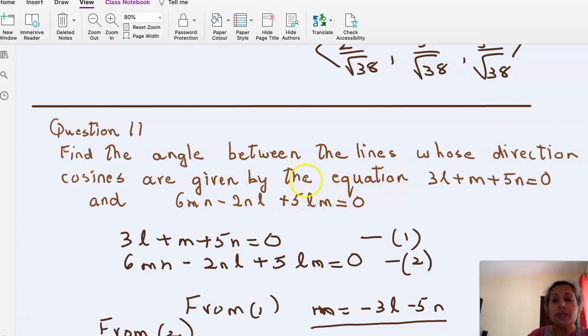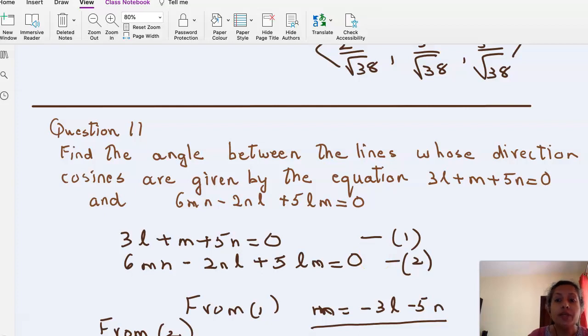Find the angle between the lines whose direction cosines are given by the equation 3l + m + 5n = 0 and 6mn - 2nl + 5lm = 0. So again, this is a different type. We start with 3l + m + 5n = 0 and 6mn - 2nl + 5lm = 0. Understand that the direction cosines of the two lines are given by this equation. First you have to find the equation of the line.